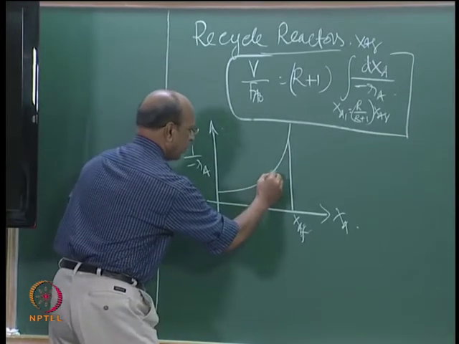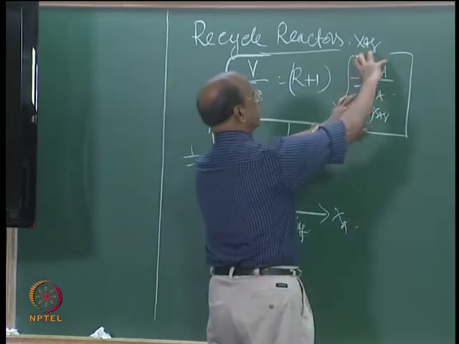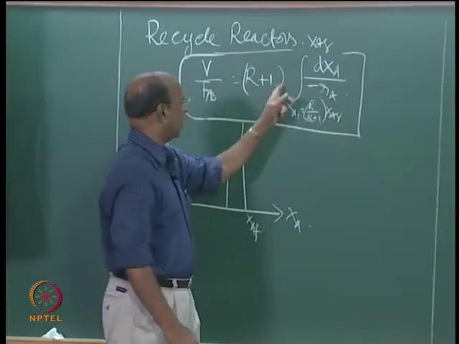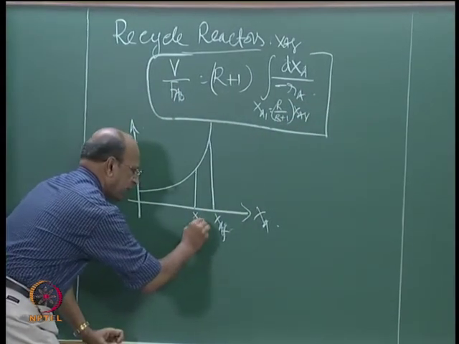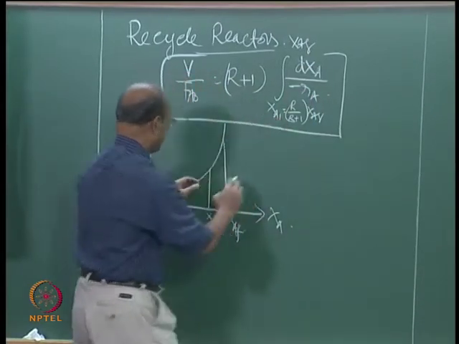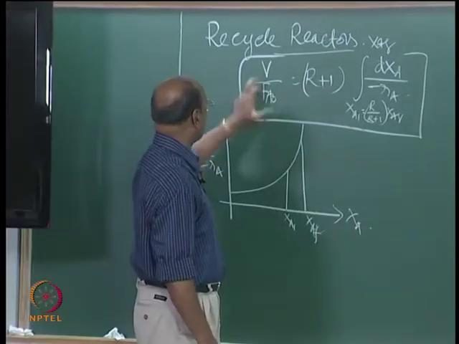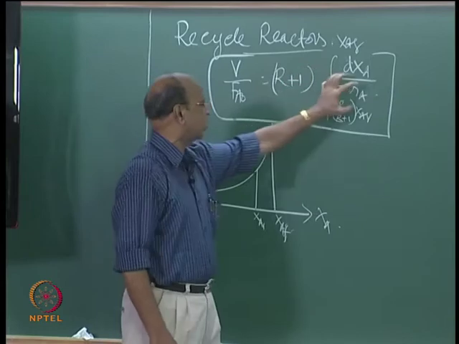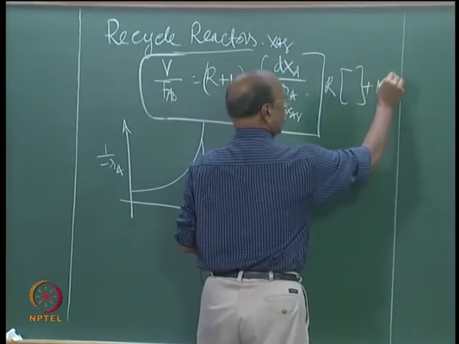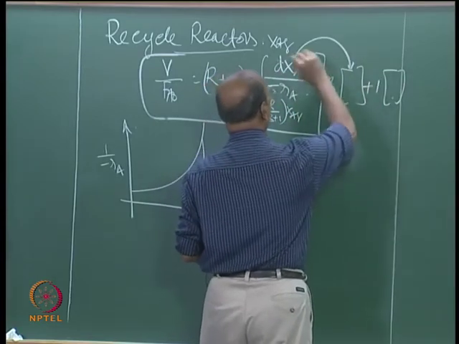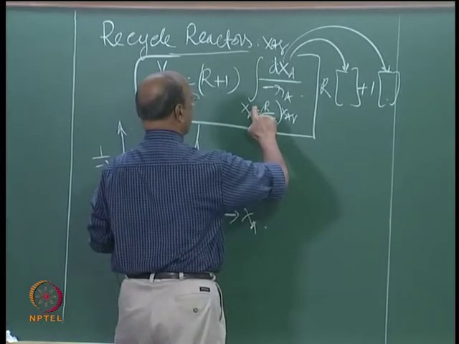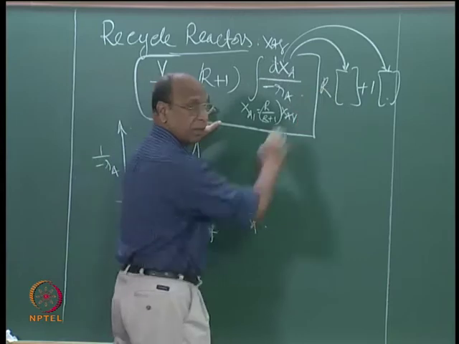So, now let me identify this one as only this part. That means I can split this equation into two: R into this integral plus 1 into this one. So, that 1 is here, this is X A 1. Because this is 1 into simple this one, this is the lower limit. So, this is the area which I have to take. I understood that, no? So, this V by F A naught, I split this equation as R into this plus 1 into this. Let me write R into this integral plus 1 into this integral. So, this is what I first plotted, starting from X 1 to XAF, but only this part, because R is before here.